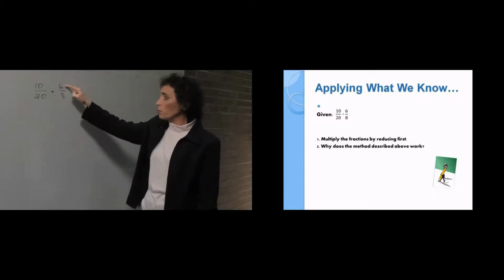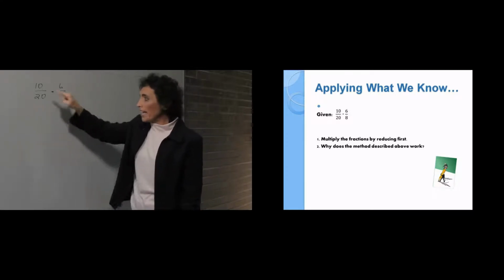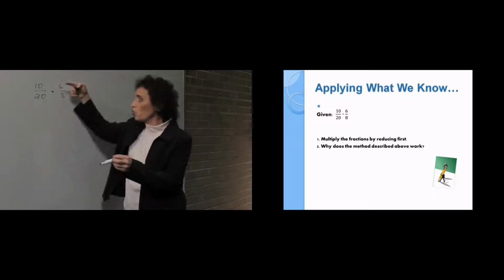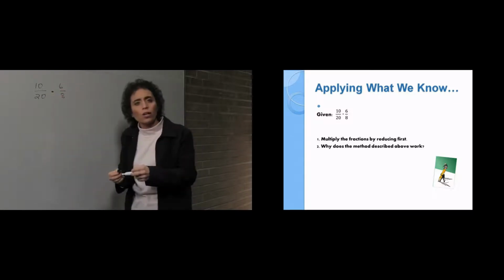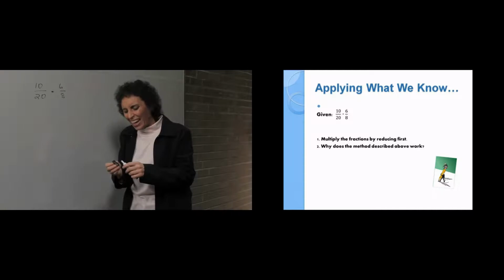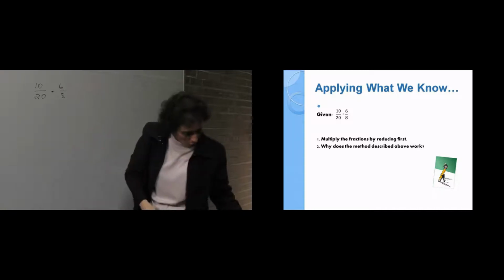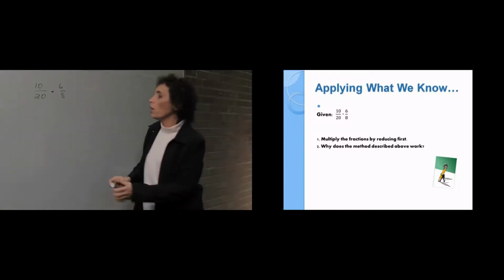Now, it doesn't matter if I reduce up and down or diagonally across. The only way I can't reduce is straight across. I can't do numerator with numerator, but I can do any denominator with any denominator. I know you know that. It's been in your homework. It was in a couple of mods ago. But here we go. I'm going to do it.